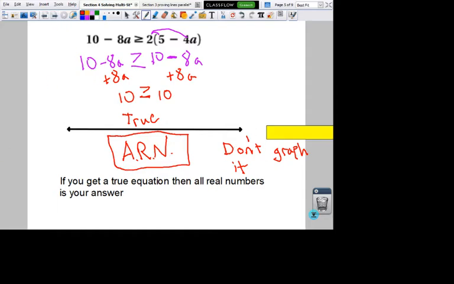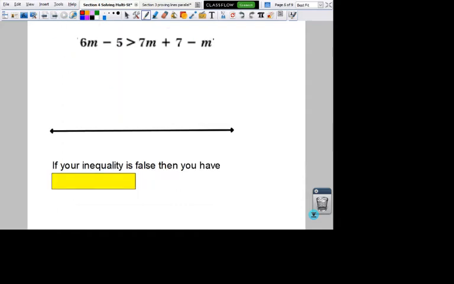Alright, so we're going to have one more special one. Let's look at this one here. On this one, I'm going to solve it. What's the first thing I should do? It's going to be the same one. Combine like that. Okay, what am I combining? 7M and M.